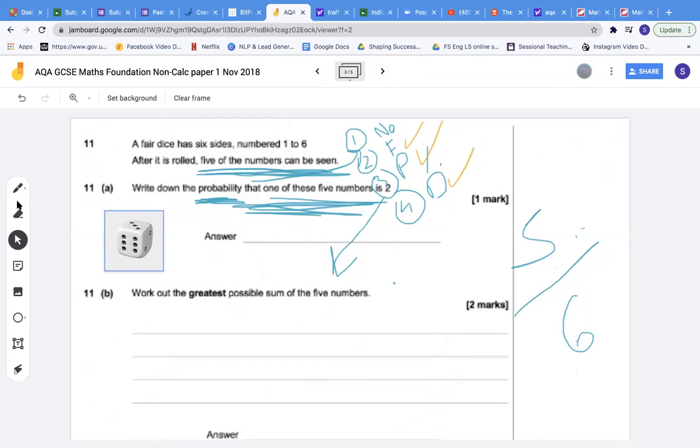Now, look at the question carefully. The greatest possible sum. Okay, so it's saying, does it mean add up the numbers that can be seen? Yes. Okay, but how would you know which one is seen, because... But then you have to then work out the greatest possible. Okay. The greatest possible.